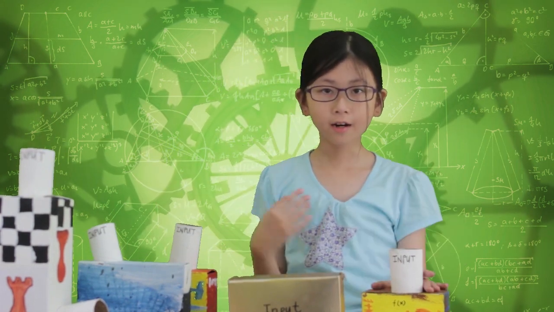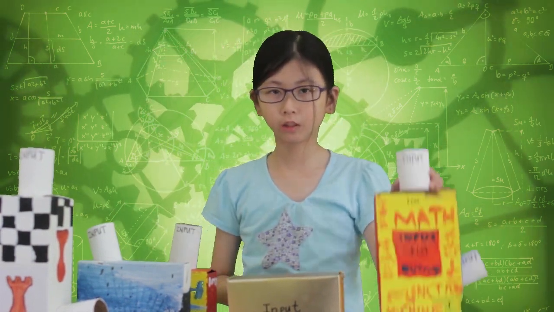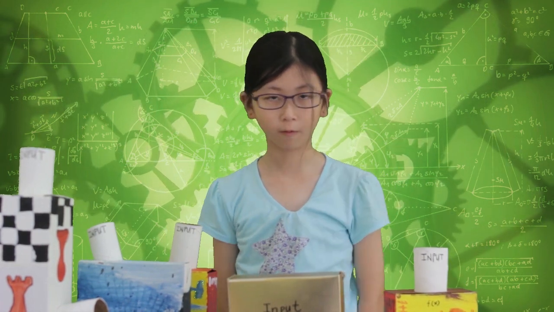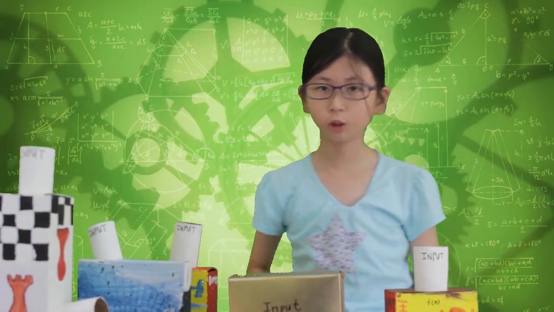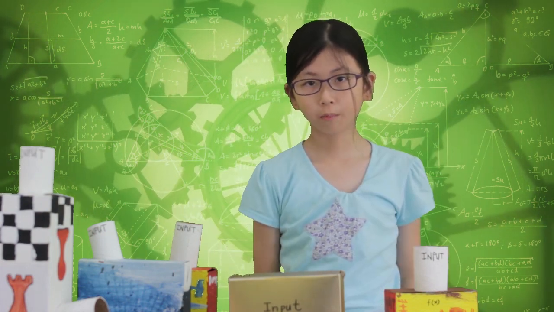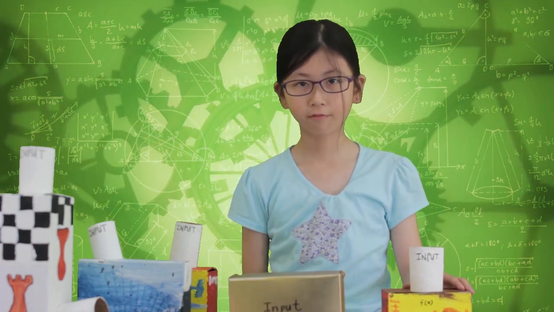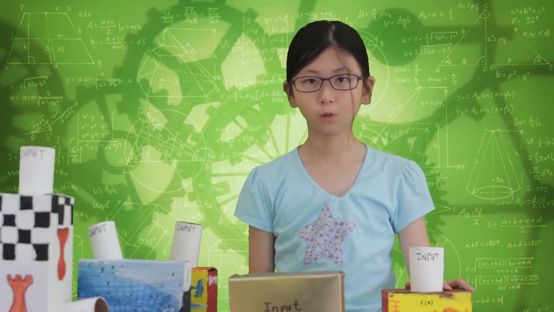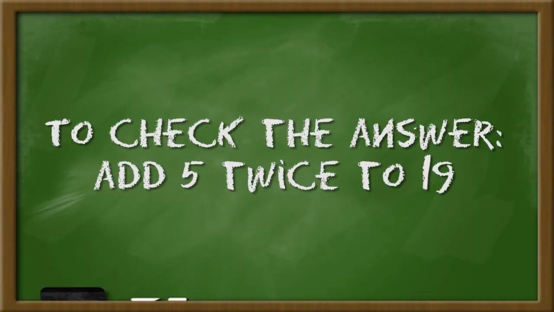Here is where function machines can be very helpful. Using the function machine that we have, we can input 6 and the machine would multiply 6 by 5 and subtract 1 equals 29. We can check that answer is correct if we add 5 twice to 19.